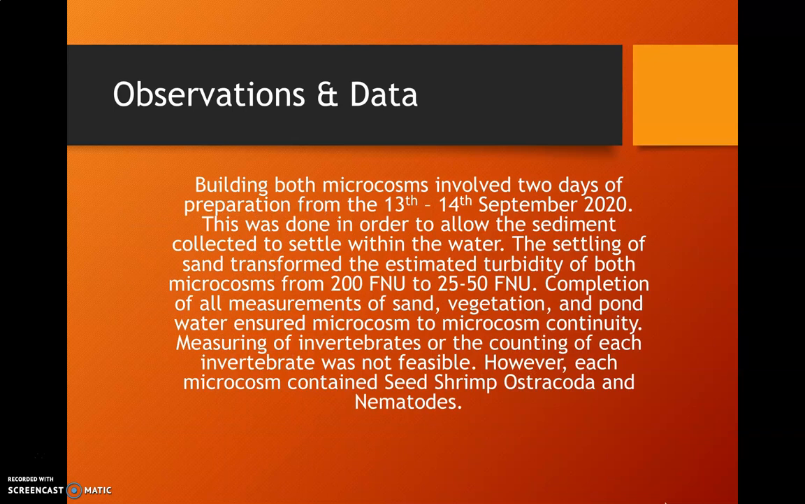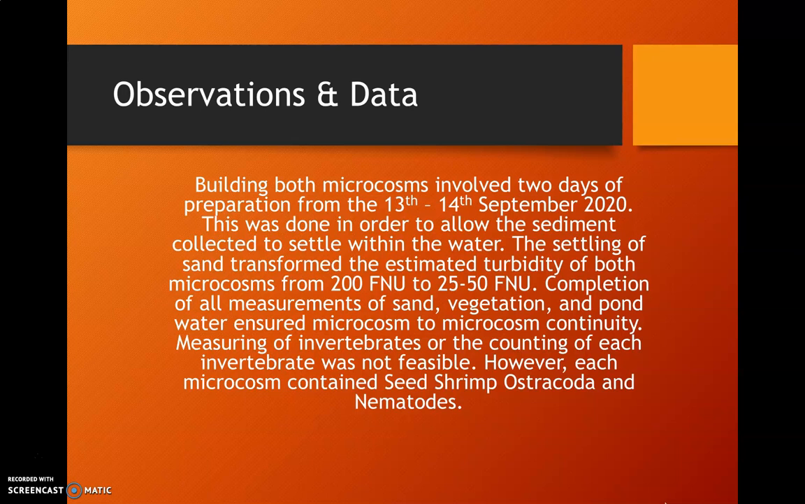Building both microcosms involved 2 days of preparation, from the 13th through 14th of September 2020. This was done in order to allow the sediment collected to settle within the water. The settling of sand transformed the estimated turbidity of both microcosms from 200 FNU to 25 to 50 FNU. Completion of all measurements of sand, vegetation, and pond water ensured microcosm to microcosm continuity.